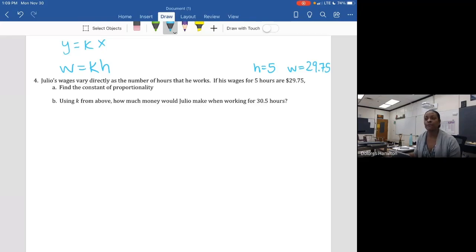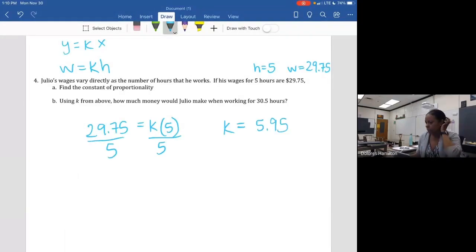$29.75 is my W. We want to first find the constant of proportionality. So I'm going to plug in that H and that W that I know to find K. And I get this. And now I want to solve for K, so I divide both sides by 5. And we see that K is 5.95. I used my calculator. So then that's my constant of proportionality. So if I needed to, I know that my equation looks like this.